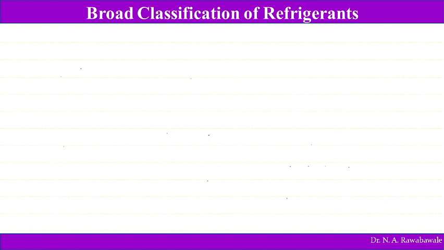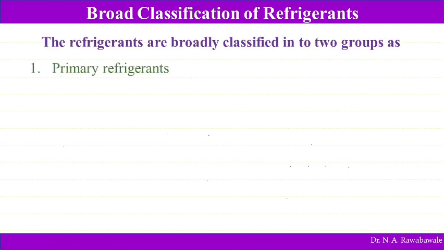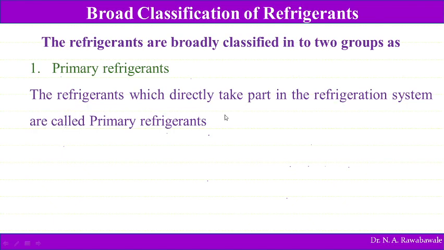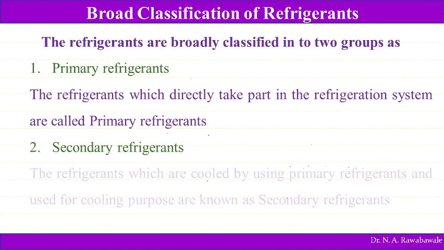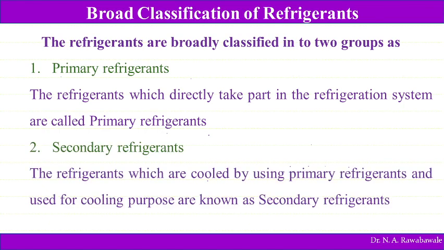Now the refrigerants are classified broadly into two groups: primary refrigerants and secondary refrigerants. What is a primary refrigerant? The refrigerants which directly take part in the refrigeration system are called primary refrigerants. These are the substances which directly absorb heat from the space to be cooled below the surrounding temperature or to the desired temperature. Secondary refrigerants are those which absorb heat energy from the primary refrigerants and reject it to the surroundings. So the refrigerants which are cooled using primary refrigerants and used for cooling purposes are known as secondary refrigerants.